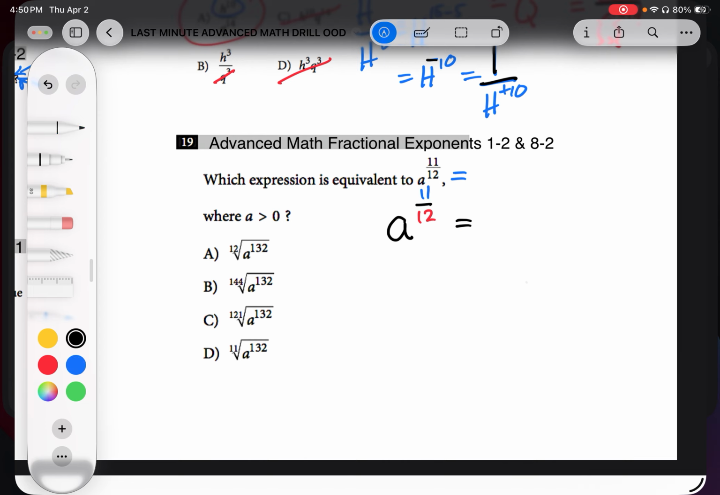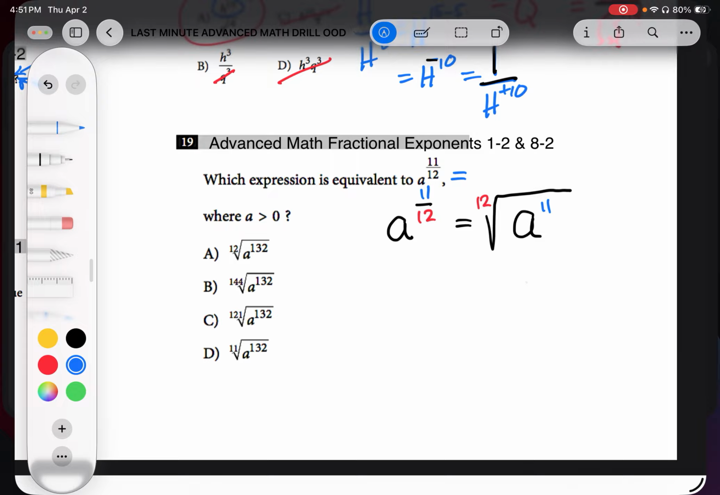Whenever you see an exponent as a fraction, we're going into radical world. So your base of A is going to go inside the house. Your denominator 12 is going to go outside the house, and your numerator stays inside the house. Boom. So they're expressed in the same manner: one with an exponent that's a fraction, and one with a radical. So at this point, you look at the answer choices and wonder which answer can it be.